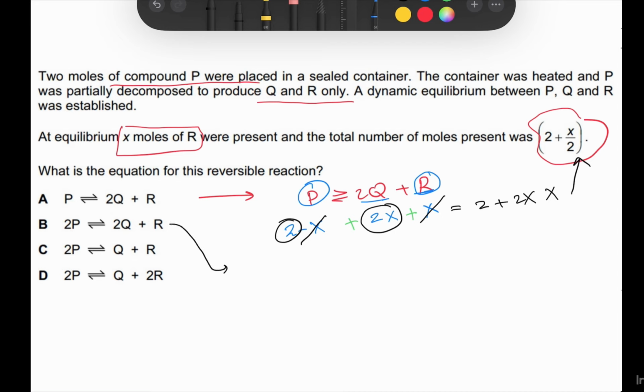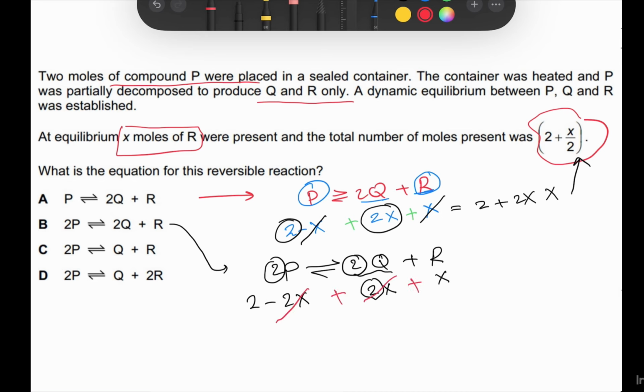Let's take the second one, and we have 2P, we have 2Q and R. Since the R is X, then the 2Q is the double of X, and that's why it becomes 2X. And here we have to say 2 minus what? 2X or X? We have to say 2 minus 2X because you have the 2 in here and the 2 in here, so it's 2X. And if we take the summation for all of these, we cancel out the 2X's together, and then we end up with 2 plus X, which is not the correct answer.